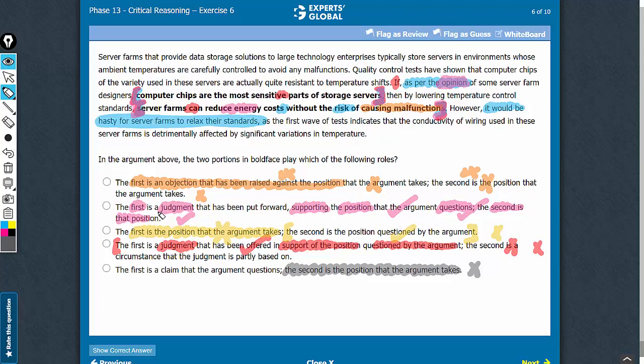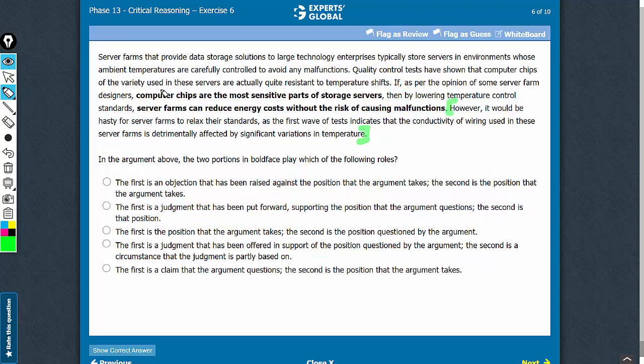Let's quickly confirm answer choice B once. See, this part is the conclusion here. The first part is an opinion, a condition on which the second position here is based. Okay, and the conclusion is against the plan suggested by the second boldface. So what does answer choice B say? It says the first is a judgment. It's an opinion, so yes, it can be called a judgment that has been put forward supporting the position. The position is the second boldface here, and yes, the argument questions, raises doubts about this position here. See, it starts with however, suggesting that it is not in agreement with the information that preceded. So this part is perfectly alright.